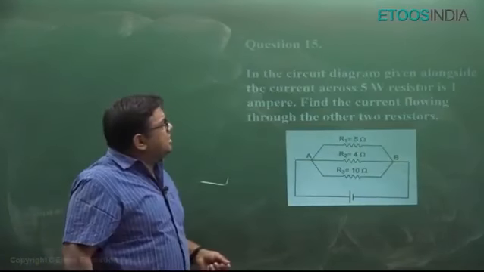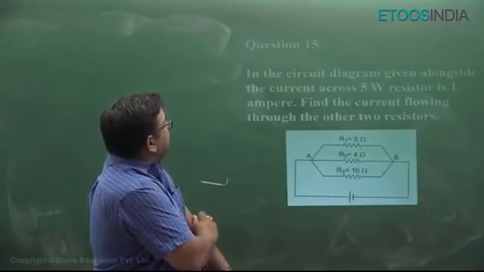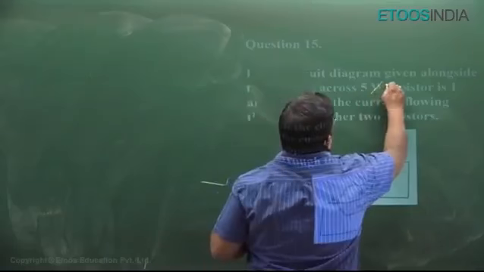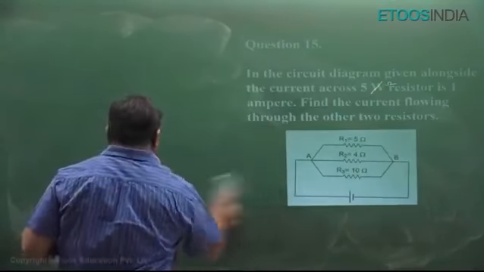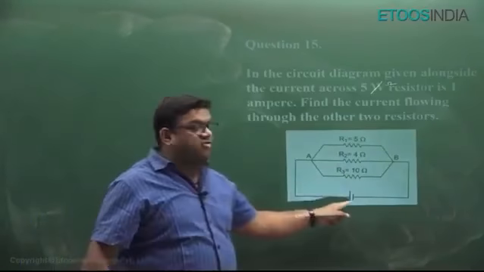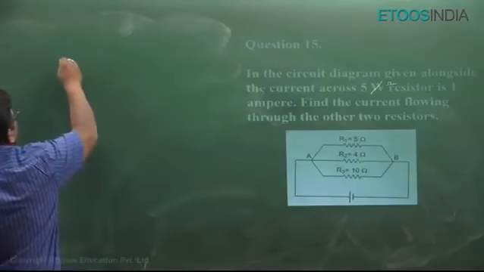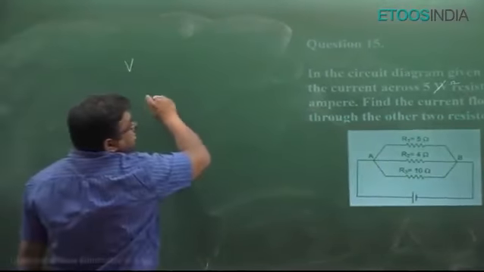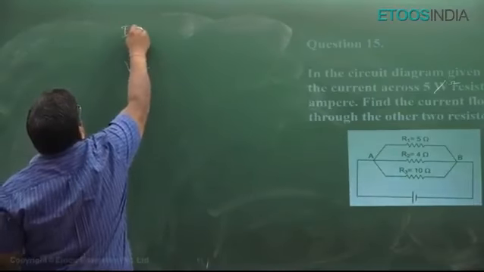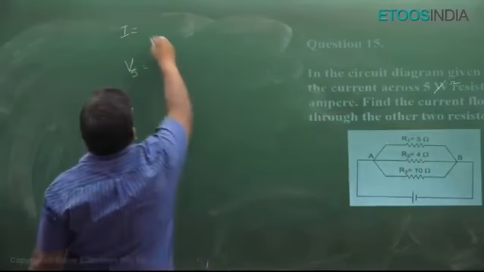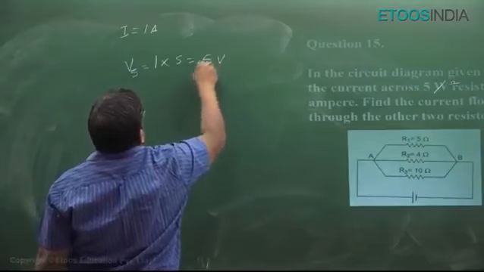In the circuit given alongside, the current across the 5 ohm resistor is 1 ampere. It is ohm, not watt. Find the current flowing through the other 2 resistors. Yes. What they have told is we need to find the potential difference first, because they have not given the potential difference. So what I'll do is I'll find out the potential difference across 5. Since it's given that the current flowing is 1 ampere, so 1 into 5, that is 5 volts.